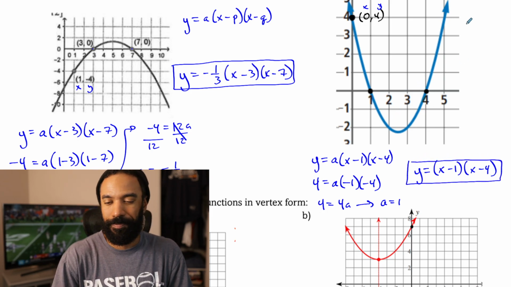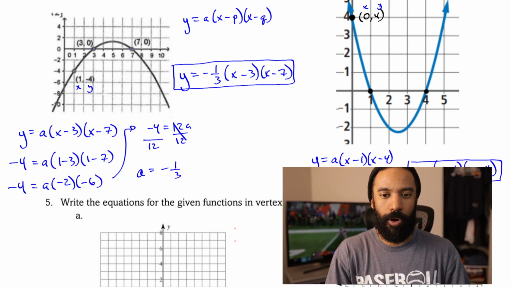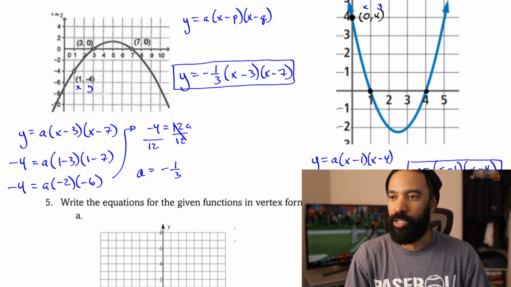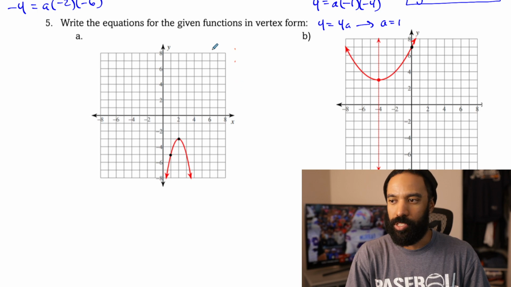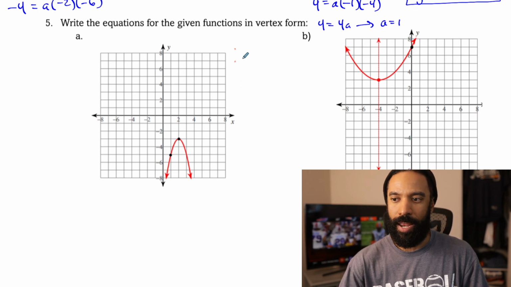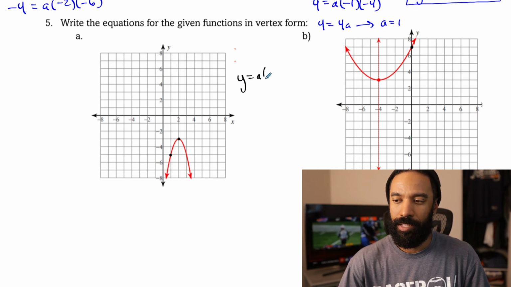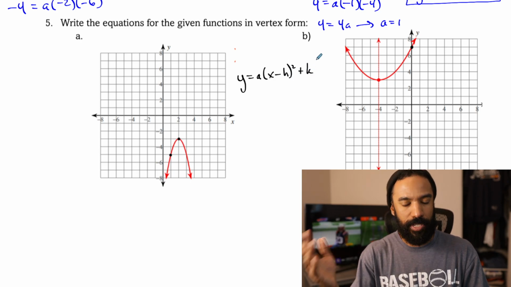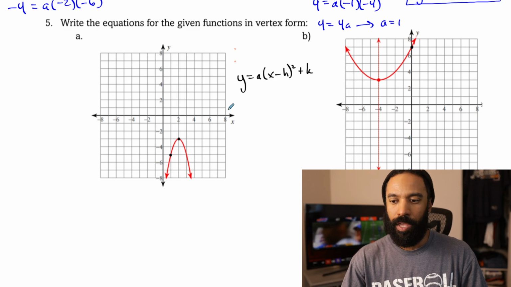There we have it. All right, let's move forward to writing equations in vertex form. This time we're going to apply it and write it in this form: y equals a times (x minus h) quantity squared plus k, which means we need the vertex. We need the stretch factor.